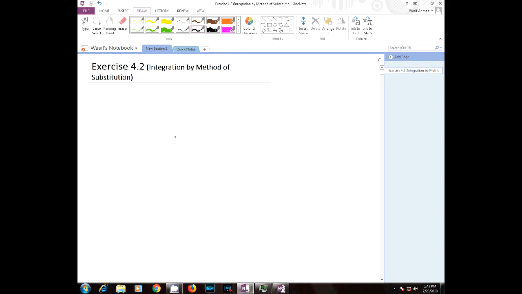Today we will start exercise 4.2, and in this exercise we will perform integration by the method of substitution. This method has already been discussed in the last 3 questions of the previous exercise. In this technique, we convert the given integral in terms of another variable, and then we solve that integral, and the answer of that integral is converted back into the form of the original variable.